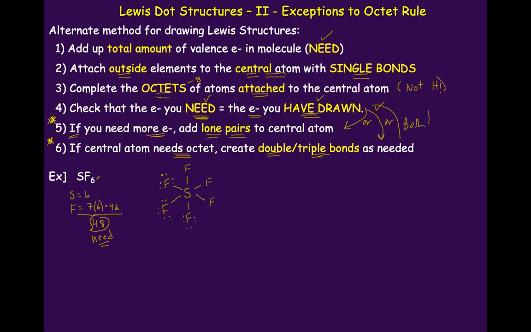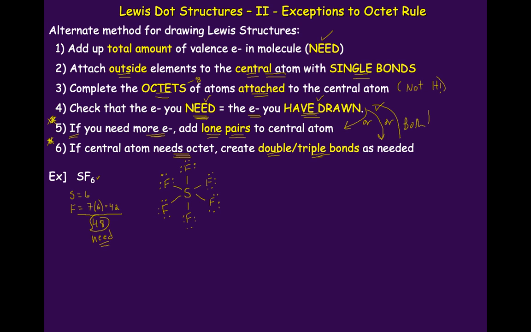The bond makes 8. Again, we're going to go all the way around the molecule. And I'm sure you're having so much fun doing this. I happen to like this. Okay, so I go 1, 2, 3, 4, 5, 6, and that completes the octets of everybody. So everybody around the central atom has an octet. So that takes care of step 3.